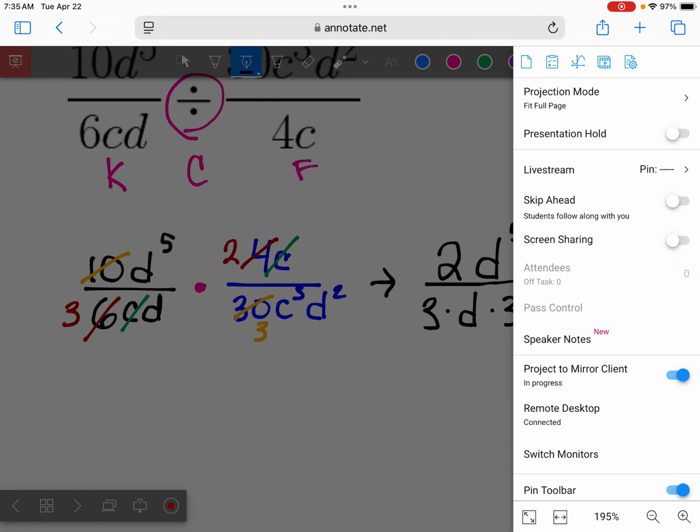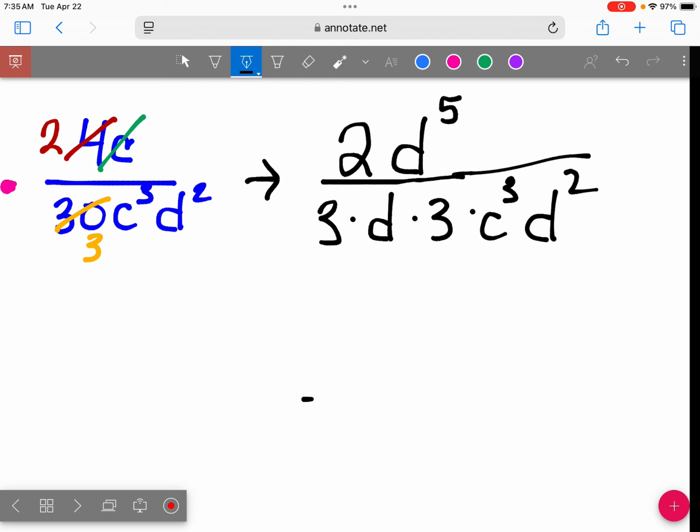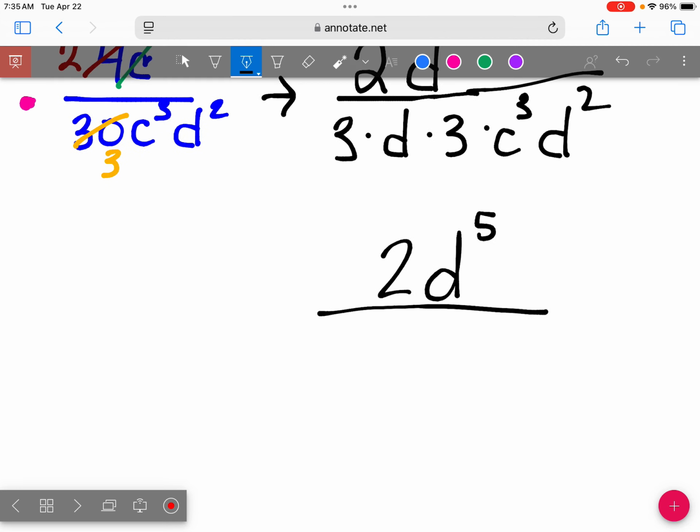Can't you combine the d's? Yeah. Let's simplify these a bit, because we have too many versions of the same letter in the same line. So we have 2d to the 5th in the numerator. And in my denominator, let's do some simplifying. I've got 3 times 3, which gives me a 9. I've got d times d squared, so that gives me d to the 3rd. And then we also have that c cubed.